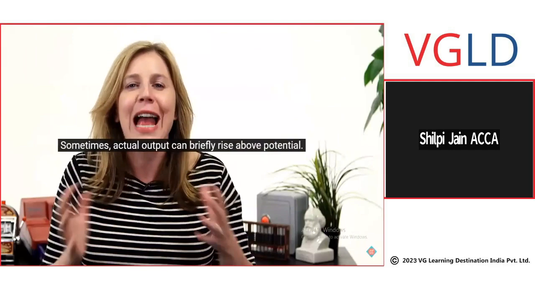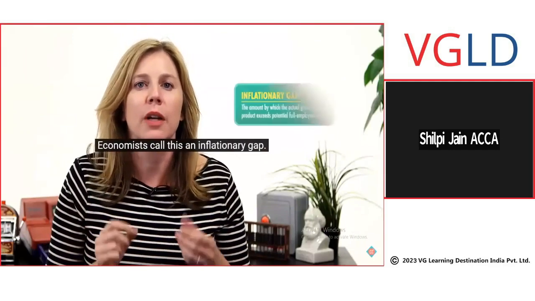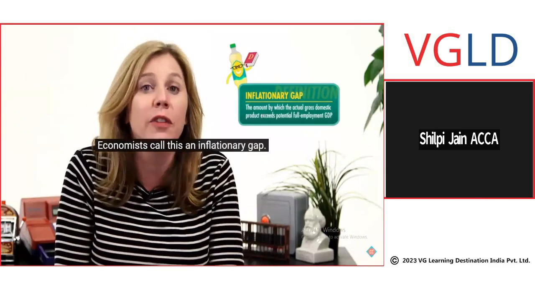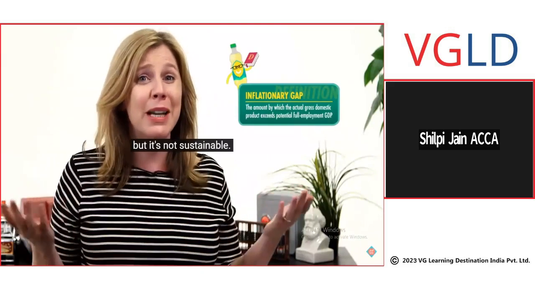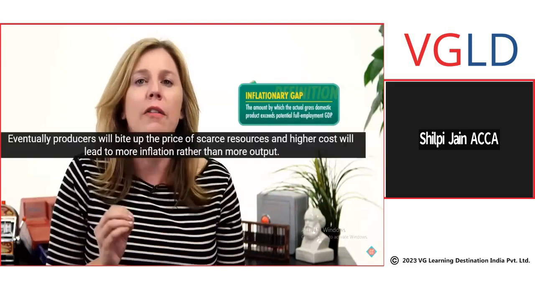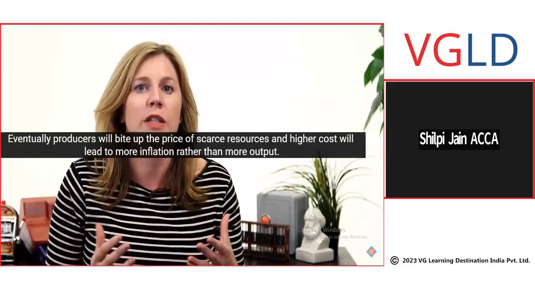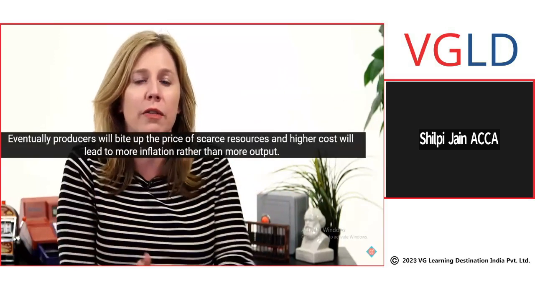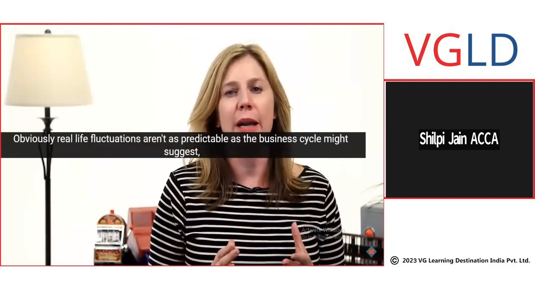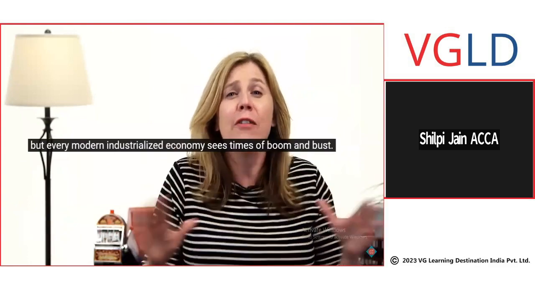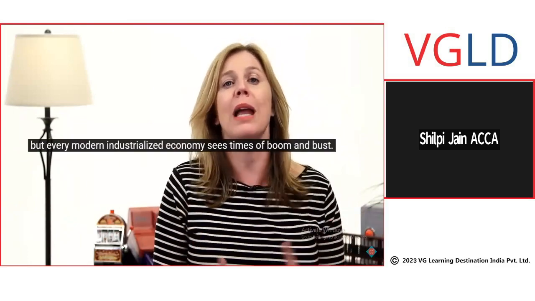Sometimes actual output can briefly rise above potential. Economists call this an inflationary gap. Unemployment is super low and factories are working overtime, but it's not sustainable. Eventually, producers will bid up the price of scarce resources and higher costs will lead to more inflation rather than more output. Obviously, real-life fluctuations aren't as predictable as the business cycle might suggest, but every modern industrialized economy has seen times of boom and bust.